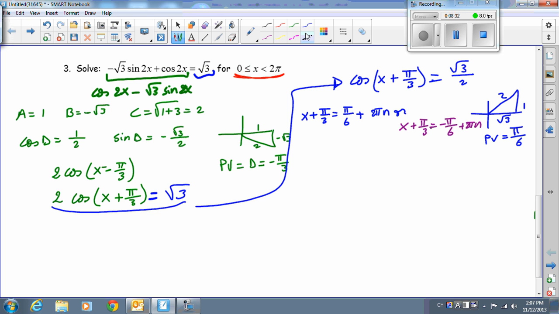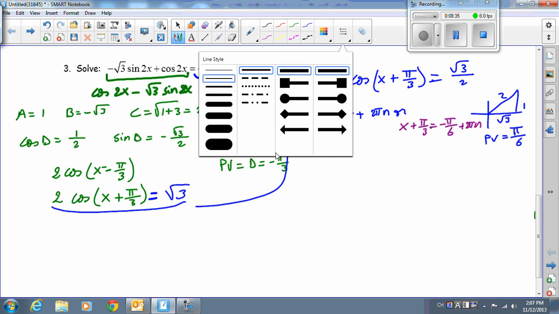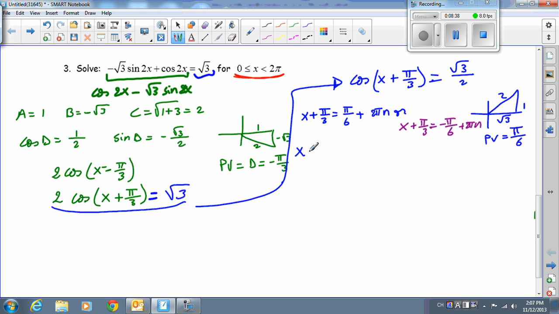From this point, let's go back and work on the blue part. I will say x is equal to, if I subtract pi over 3 from pi over 6, I will have pi over 6 minus 2 pi over 6, which is negative pi over 6 plus, oh, I put x here, it's supposed to be 2. So fix this mistake, it's 2x here, because we started with an argument of 2x. So I was supposed to have 2x everywhere here. Sorry about that. So I have 2x is equal to negative pi over 6 plus 2 pi n.